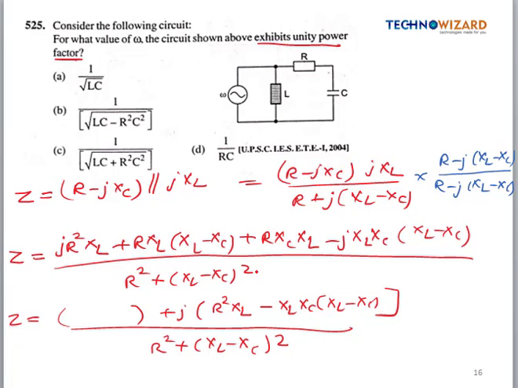So now the circuit will be at unity power factor. It means the imaginary term of Z should be equal to 0. So let's equate the imaginary term of Z to 0. We are getting R square into XL minus XC into XL into (XL minus XC) is equal to 0. So now let's expand this.